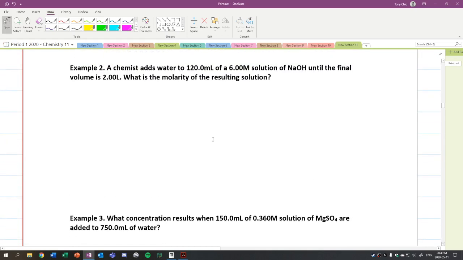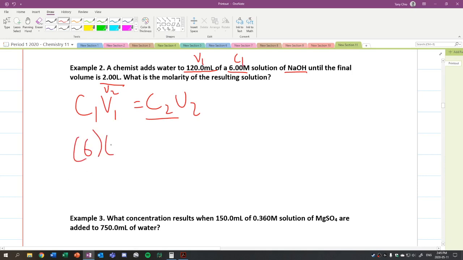Example number 2, a chemist adds water to 120 milliliters of 6 molarity solution of NaOH until the final volume is 2 liters. What is the final concentration? Well, in this case, again, C1V1 is equal to C2V2. If this is V1 and this is C1 and this is V2, we're trying to solve for C2. So we have 6 molarity times 120 is equal to C2 times 2,000 milliliters.